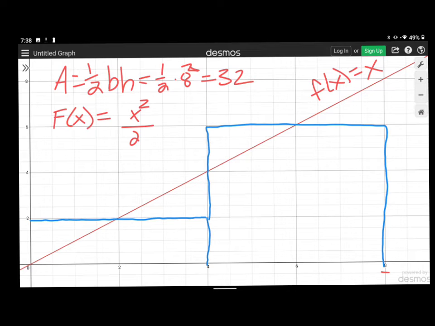So for instance, I can say this first rectangle is a 2 by 2. Then the area of this rectangle, and then the area of this second rectangle is again 2 by, but in this case, 6, so 2 by 6.